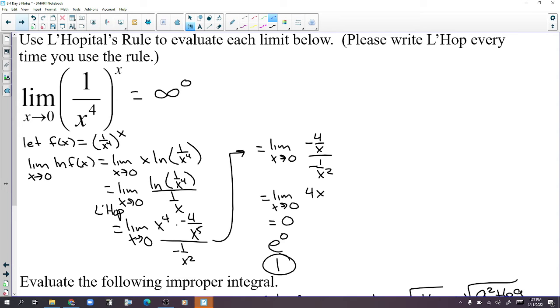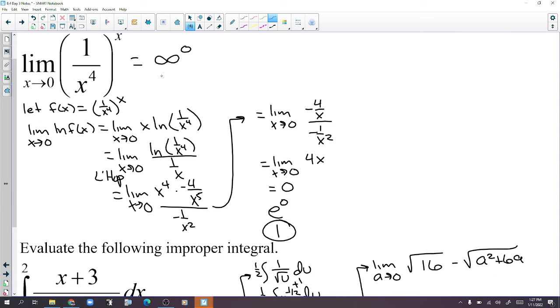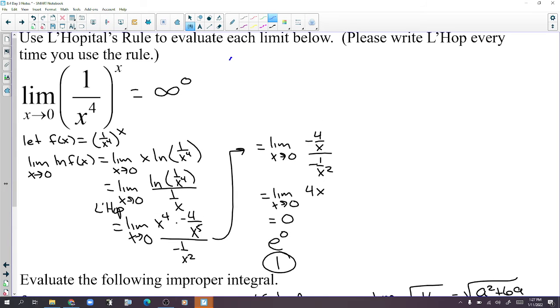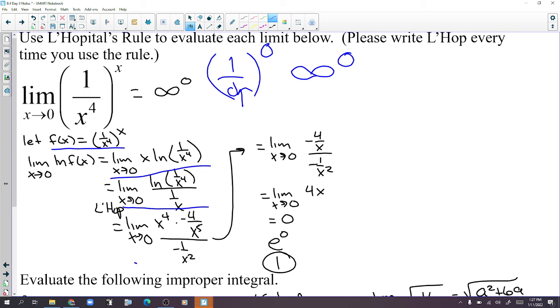Use L'Hopital's rule to evaluate each limit. This is infinity to 0. 1 over 0 to 0. This piece is infinity. Infinity to 0. That's the indeterminate form. We have f of x. Take the limit and natural log. Create the fraction. Use L'Hopital's. Clean it up. It ends up being 4x. Plug 0 and we get 0. E to the 0 is 1.